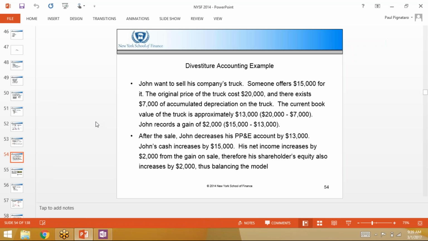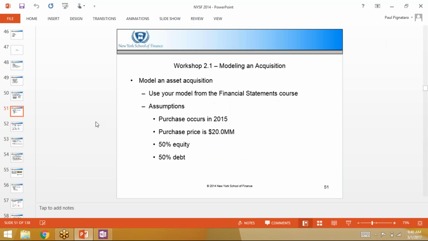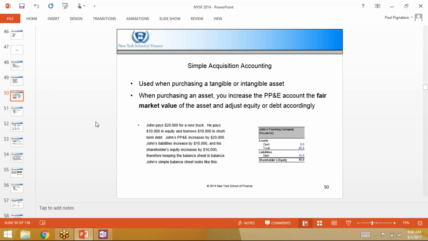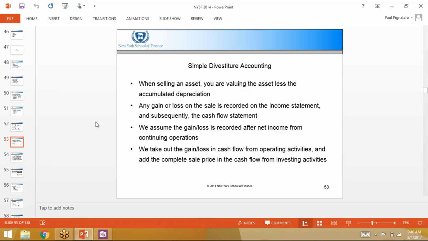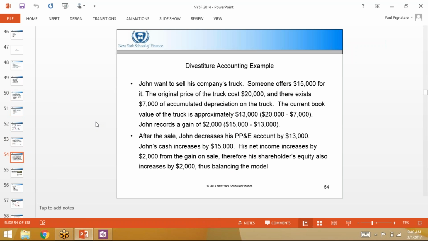So in this example, in the divestiture, we record the gain or loss on sale. Let's take the example of the acquisition, the truck that we acquired. Now let's say that 7 years later, we're interested in divesting it. The truck's depreciated over time, and it's depreciated down to $13,000.